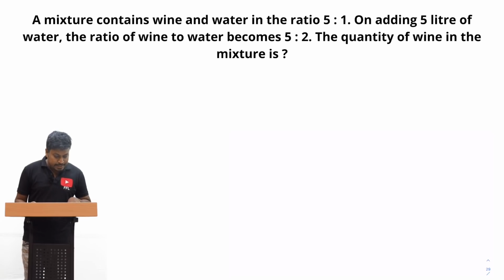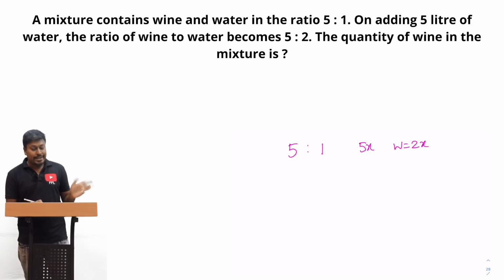A mixture contains wine and water in the ratio 5:1. So wine and water ratio is given, so it's based on alligation and mixture, right? The mixture contains wine and water in the ratio 5:1, which means wine will be 5x parts and water will be x. Got it? On adding 5 liters of water, the ratio of wine and water becomes 5:2. Our target is to find the quantity of wine in the mixture.